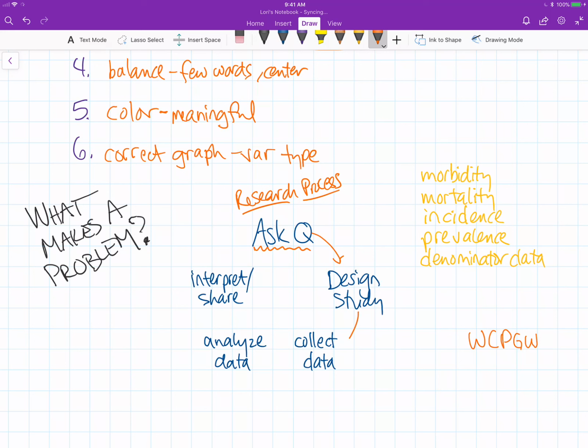After we design the study, we collect the data and then analyze it. And then once we've analyzed it, we want to interpret it and share it, and this often leads back to more questions. It's this analyzing part where we are converting the data into information that these stakeholders can use.